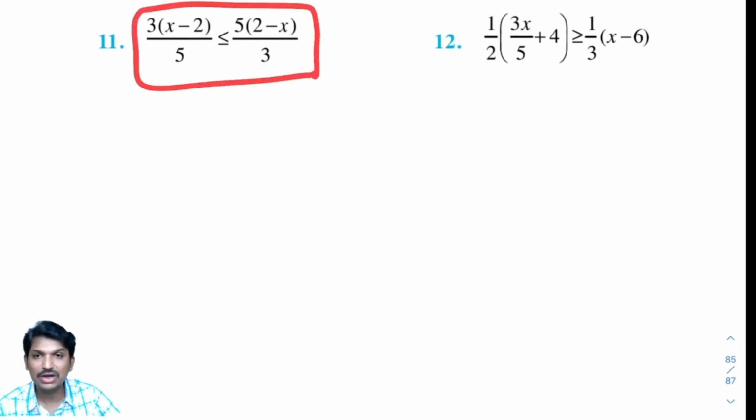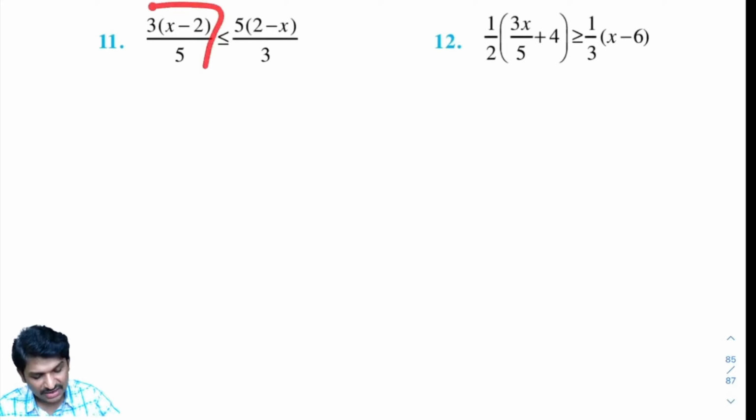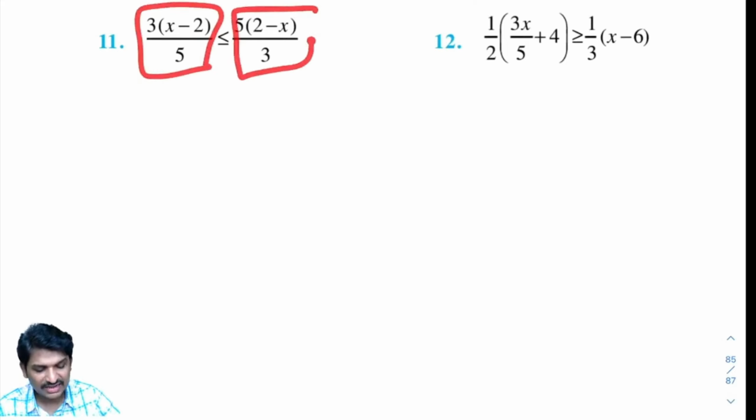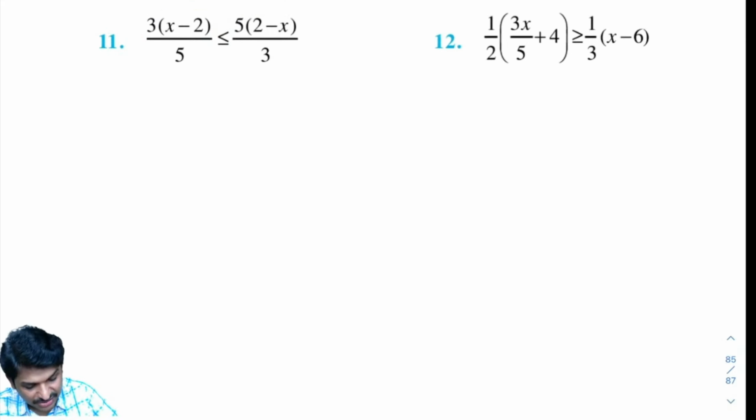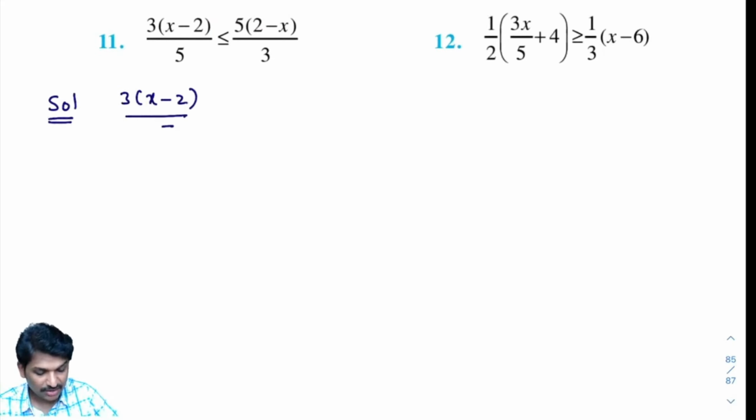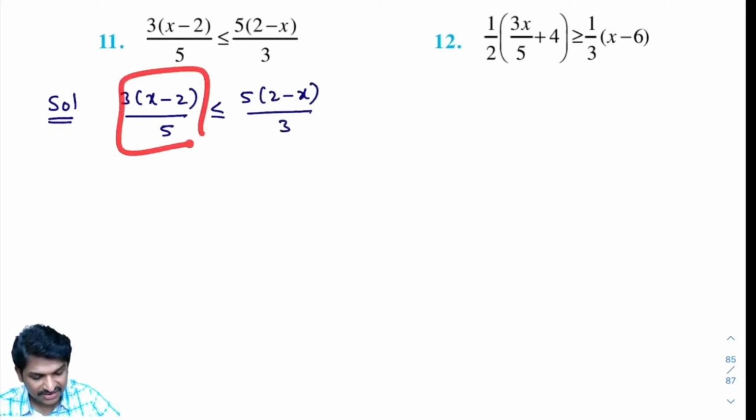If you observe, first what I'll do in this 11th question: what I need to find is, I need to solve this inequality. What real values of x satisfy this inequality? I'll simplify this left hand side part, and then I'll simplify this right hand side part. Let me start. Right, solution. 3 times of x minus 2 divided by 5 is less than or equal to 5 times of 2 minus x divided by 3. First simplify this left hand side part.